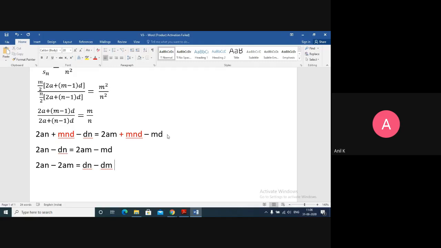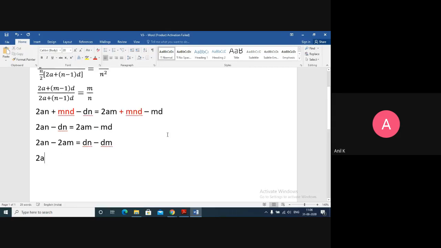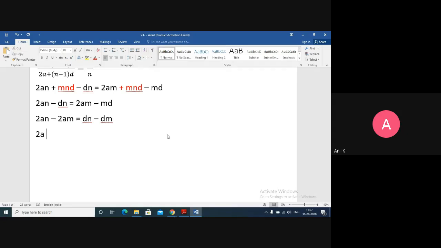The d terms on one side, and the terms multiplying 2a on the other side. Now from both terms on the LHS you can take 2a common, so you have 2a into n minus m is equal to, if I take d common from both terms, here also I'll have n minus m. So on both sides n minus m will get cancelled. So I'm left with 2a equals d. Okay, so this I'll give you as equation number 1.